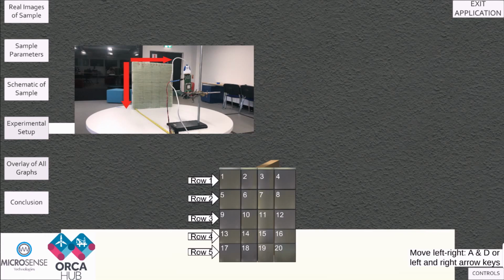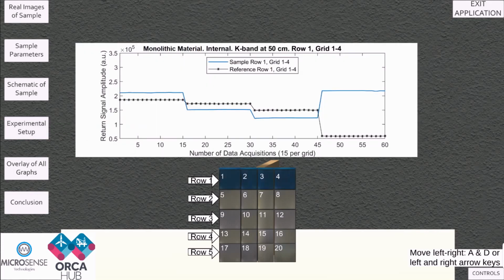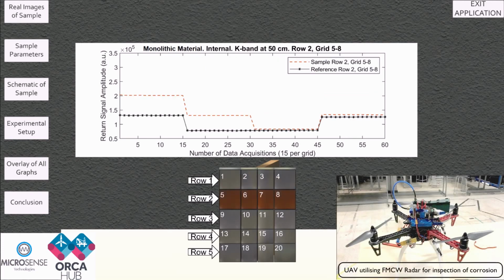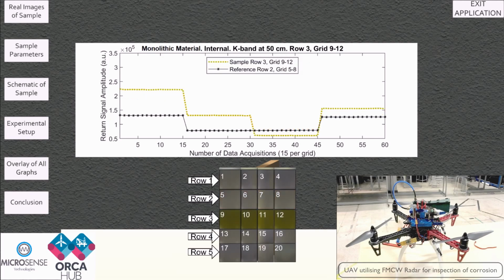The experimental setup button presents an image of the procedure where we can identify the portable FMCW radar electronics and horn antenna, which is lightweight, low-powered and portable for deployment as a payload on a drone for non-contact inspection. The FMCW radar has been deployed previously on a drone as pictured for the defect detection of corrosion precursors.